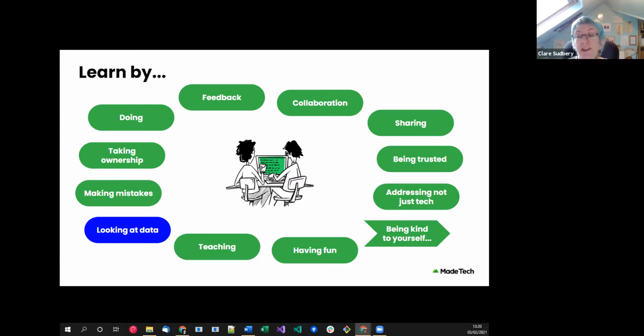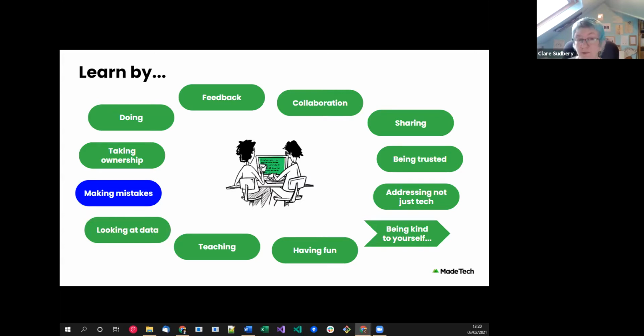We learn by looking at data. We learn by paying attention to the data that we have available and by deliberately generating data. So in software, we learn by the tools that give us observability onto our software. We learn by paying attention to that data. We learn by gathering metrics and then analyzing that data and actually using it to synthesize and move forward and make changes to what we're doing.